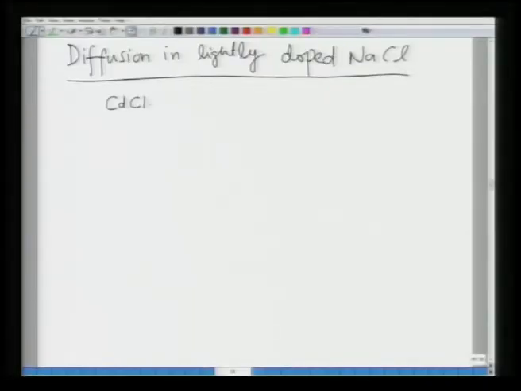Sodium chloride is an important material. It is used as an electrolyte in many applications, and that is why it is a good example for providing a picture of diffusion. Cadmium chloride is a common impurity in sodium chloride, and it is present in very small quantities.